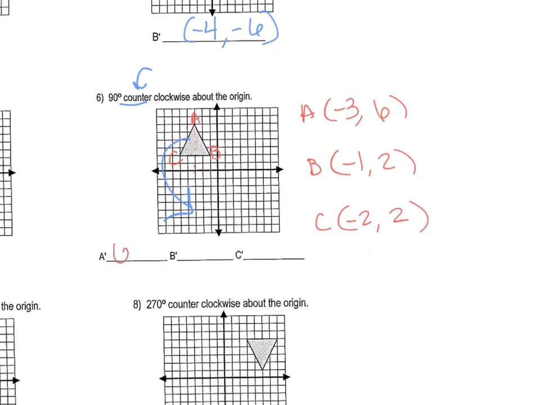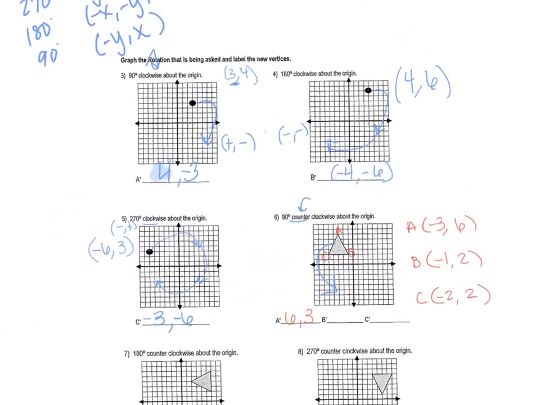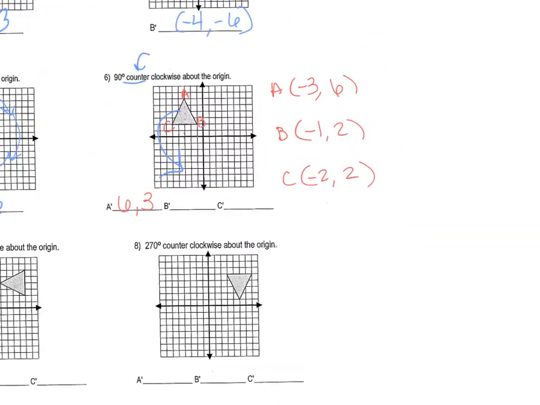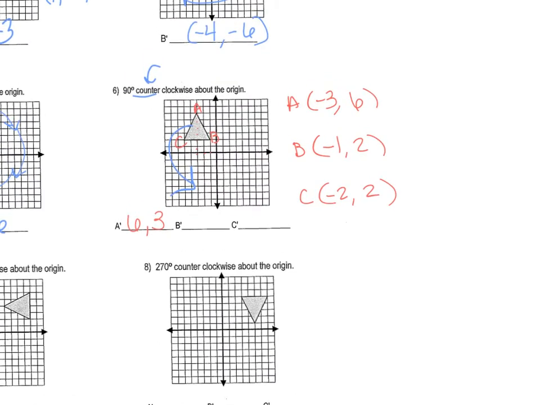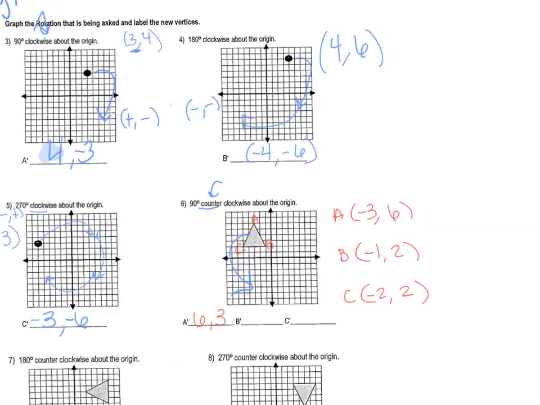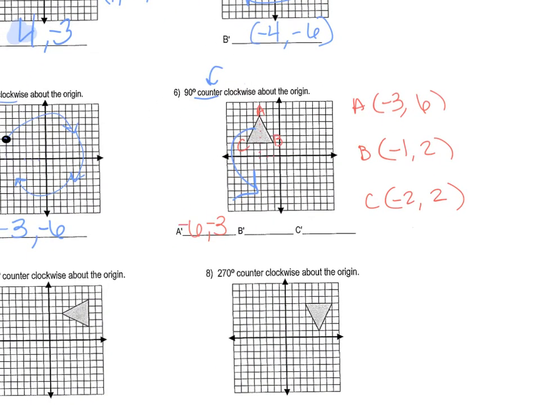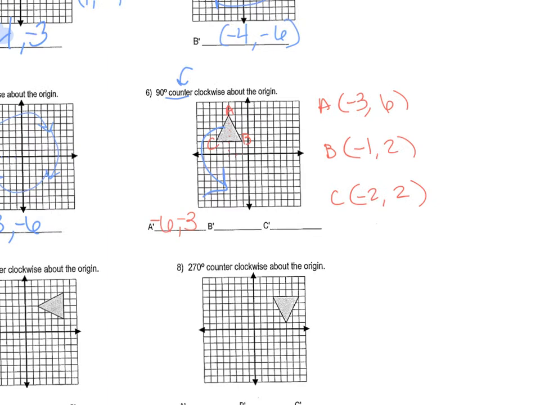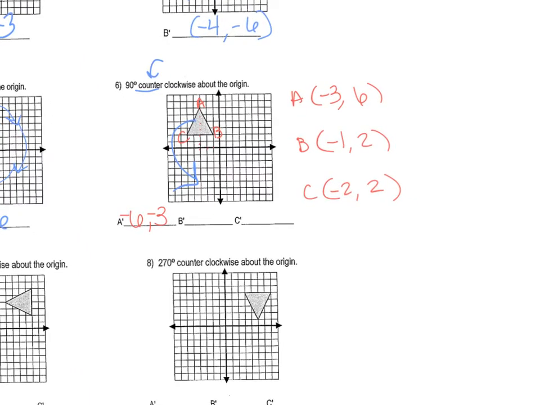So 6, 3, counterclockwise, so our y value, the first number, is going to change. So -6, -3. For B, if I flip them around, 2, -1, and that 2 becomes negative. C, they flip around, so it's going to be 2, -2, but then that +2 changes the sign in front.